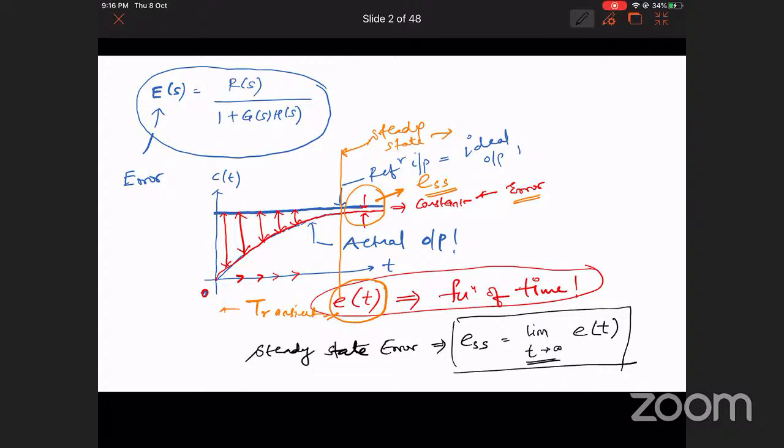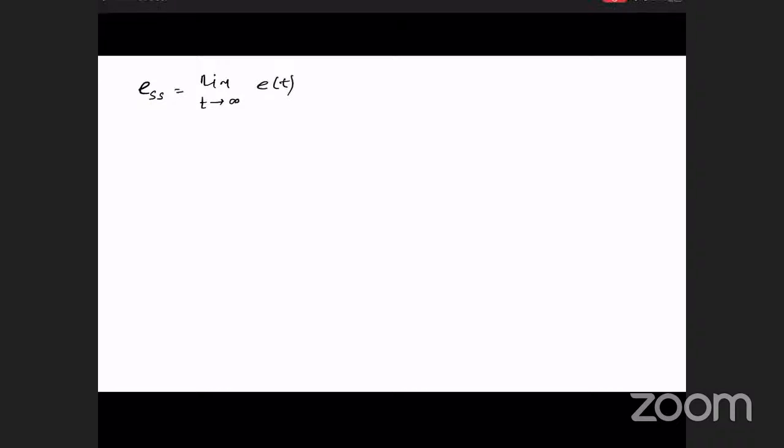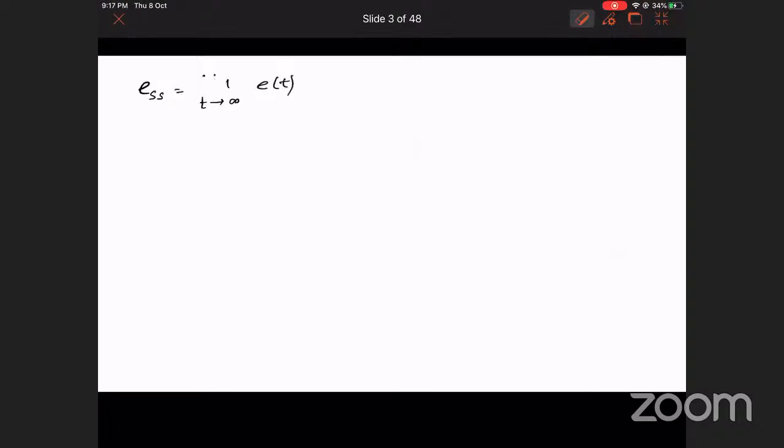Okay, great. So I'll go ahead. What I got on the previous page, let me write it again. ESS is actually e of t when time approaches infinity. Let me just write it properly. Just stay tuned. ESS is e of t when time approaches infinity.